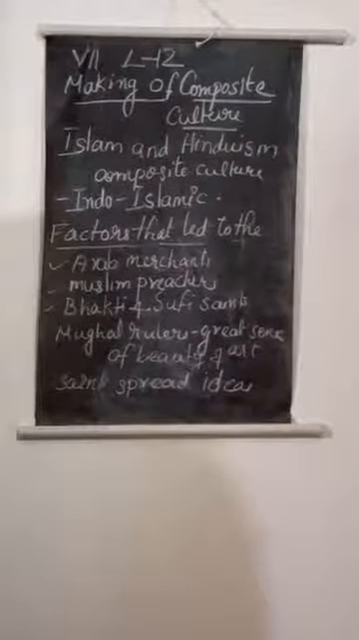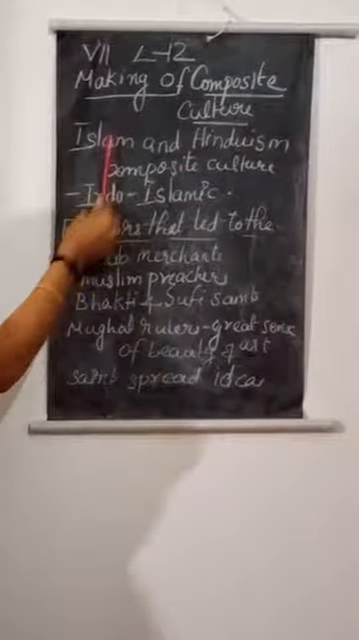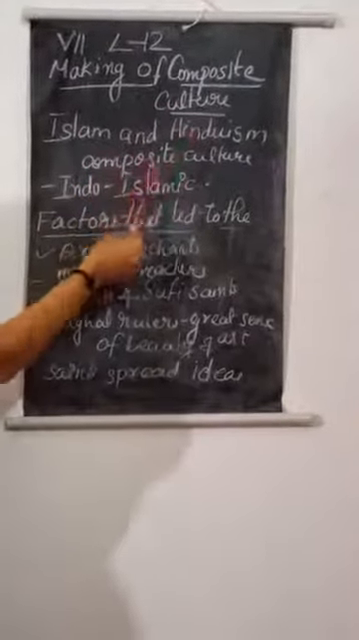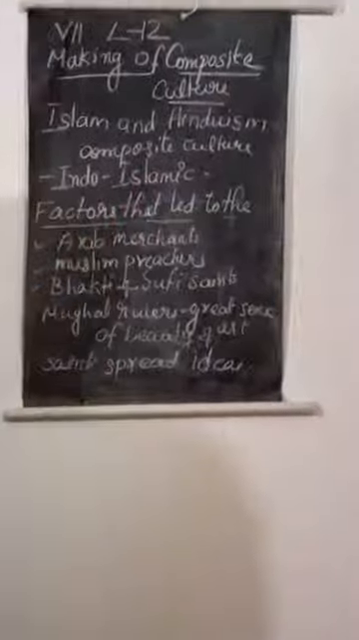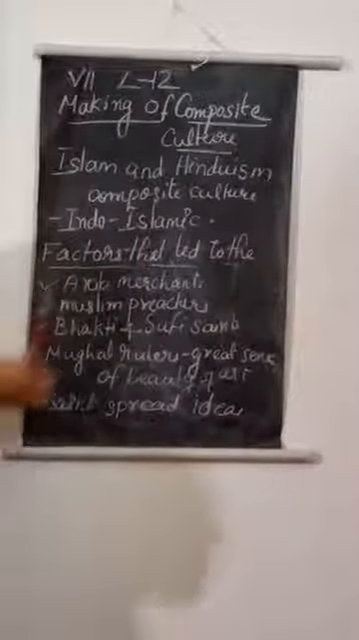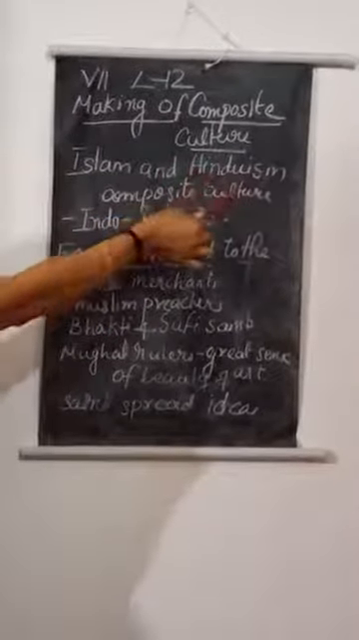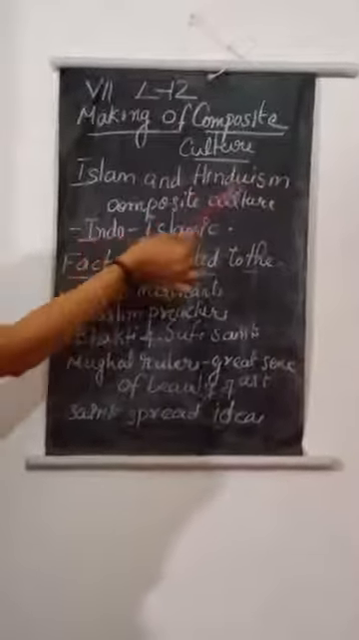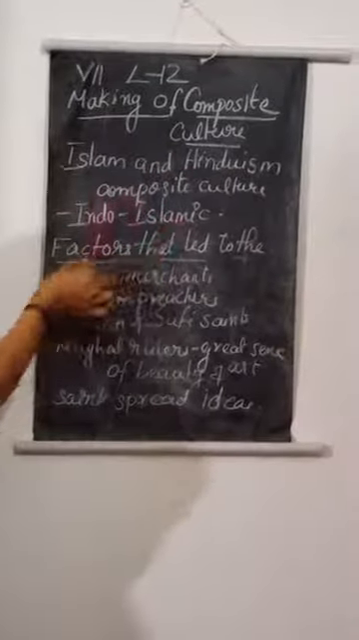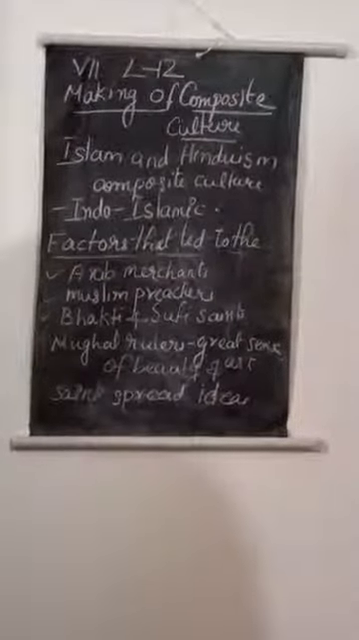Along with that, a new composite culture emerged in India, mixing of Islam and Hinduism. A new composite culture emerged in India. It is known as Indo-Islamic culture. Remember, Indo-Islamic. Indian culture, we already know, is Hinduism based culture, and Islamic culture, both mixed, and that composite culture is known as Indo-Islamic culture.